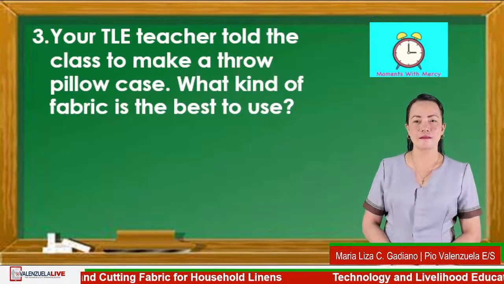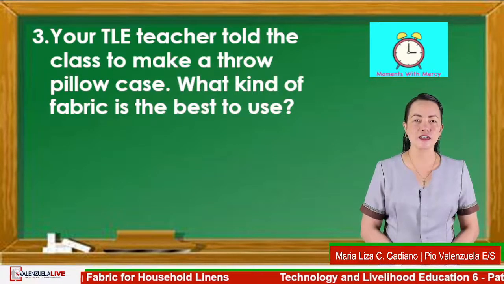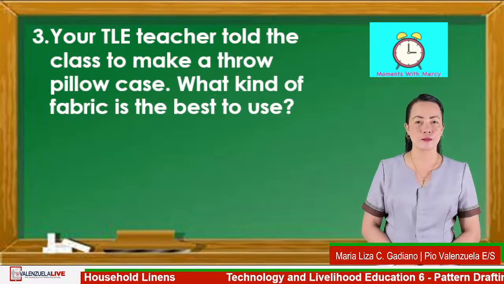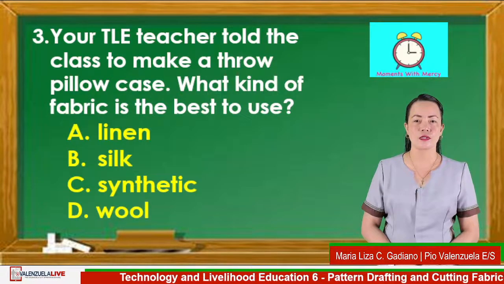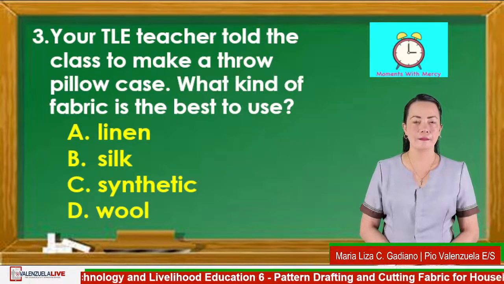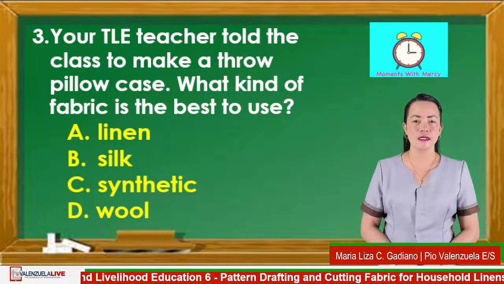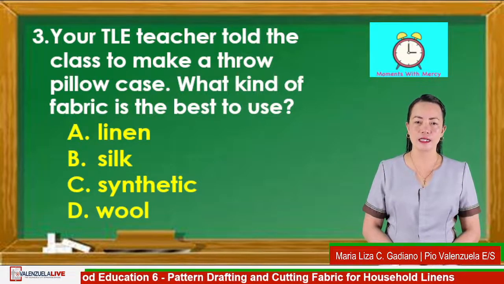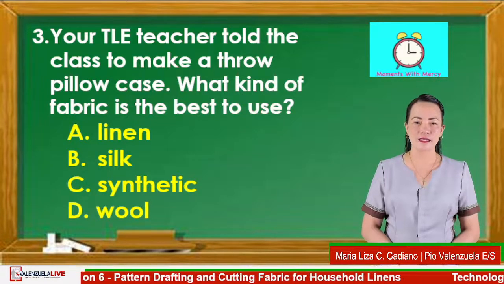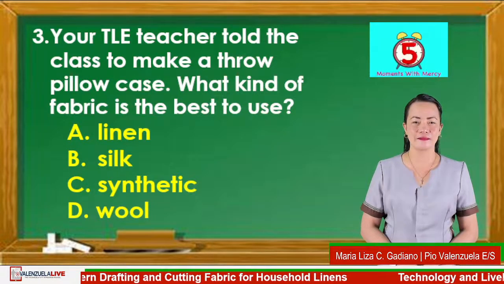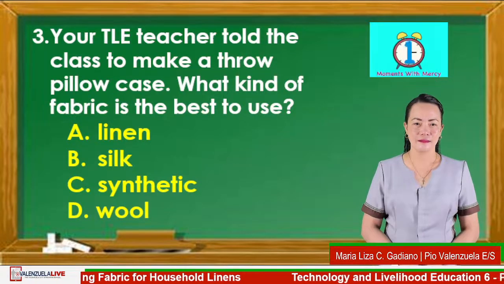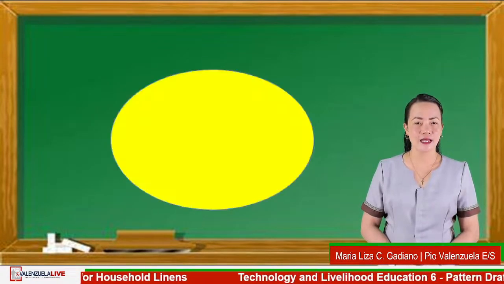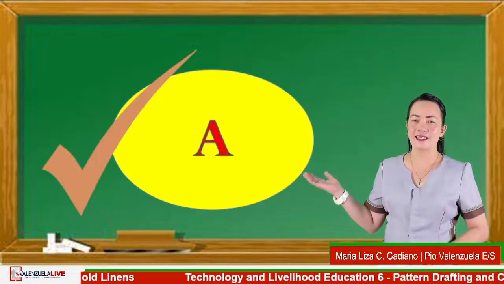Number 3. Your TLE teacher told the class to make a throw pillowcase. What kind of fabric is the best to use? A. Linen. B. Silk. C. Synthetic. Or D. Wool. Your 5 seconds timer starts now. The answer is letter A. Linen.